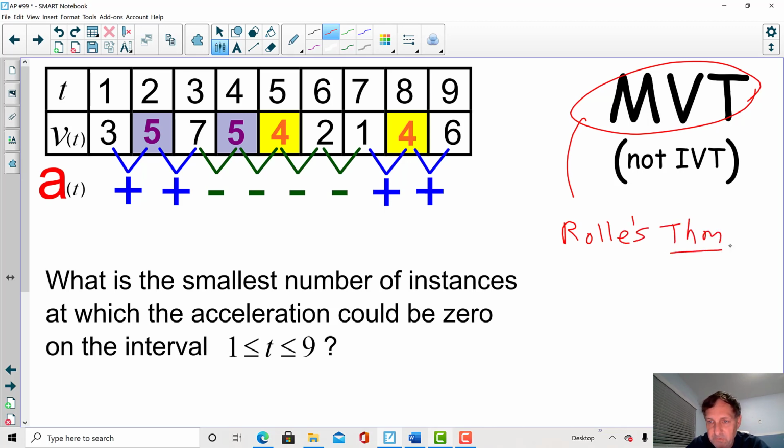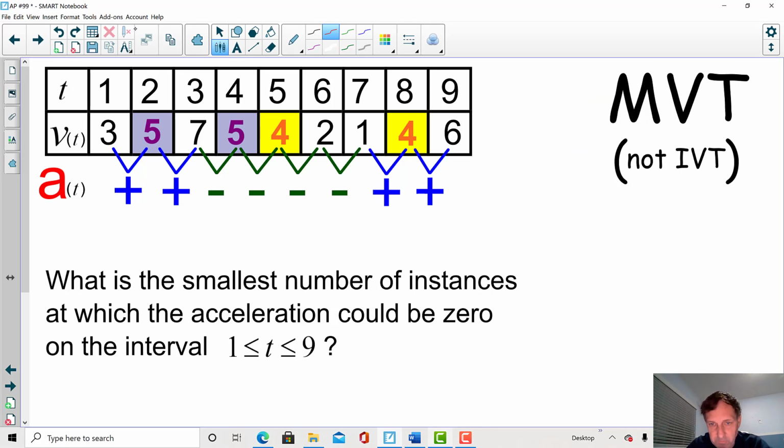But remember, Rolle's theorem is the mean value theorem. It's just a special case of it. So using Rolle's theorem, or mean value theorem, we're going to say that because the slope of the secant line is 0, from t equals 2 to t equals 4, then there's going to be at least one spot inside that interval where the slope of the tangent line is also 0. And the slope of the tangent line would be the acceleration.